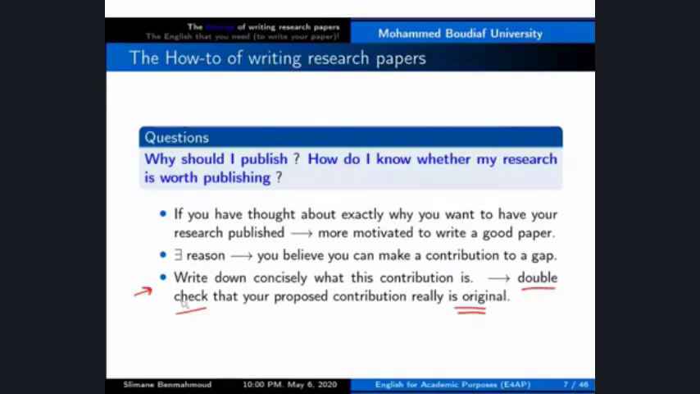It will be more helpful if you write. I'm talking about writing in every stage of your research. So write down concisely what this contribution is. You have to write it on a sheet of paper, exactly what your contribution is. And you also have to double check that your proposed contribution really is original. You have to be sure that your contribution is original.